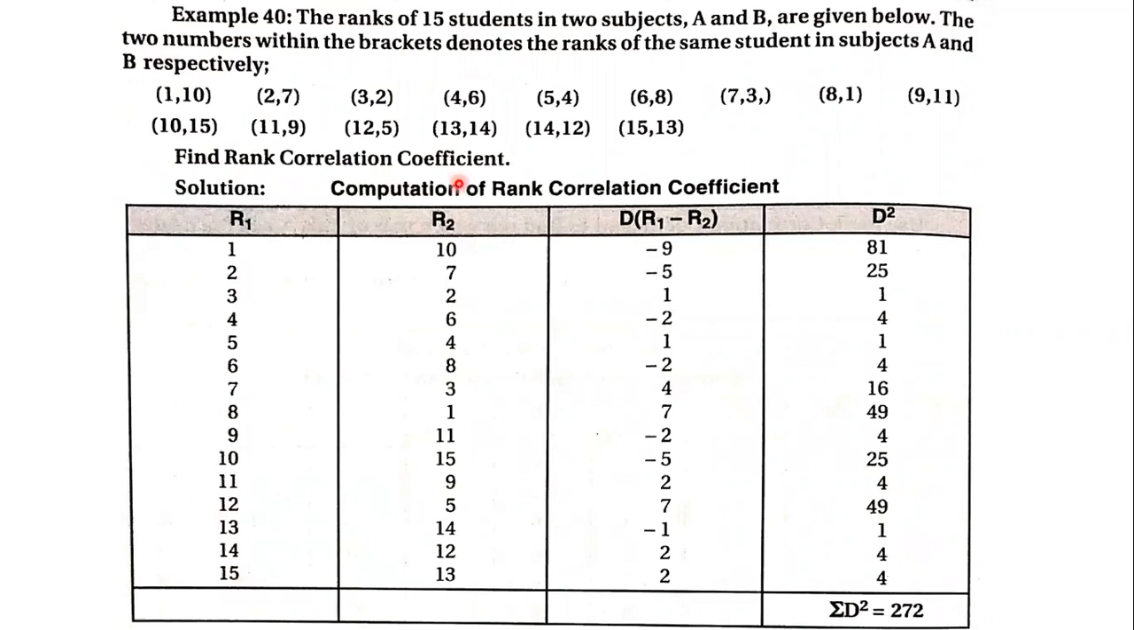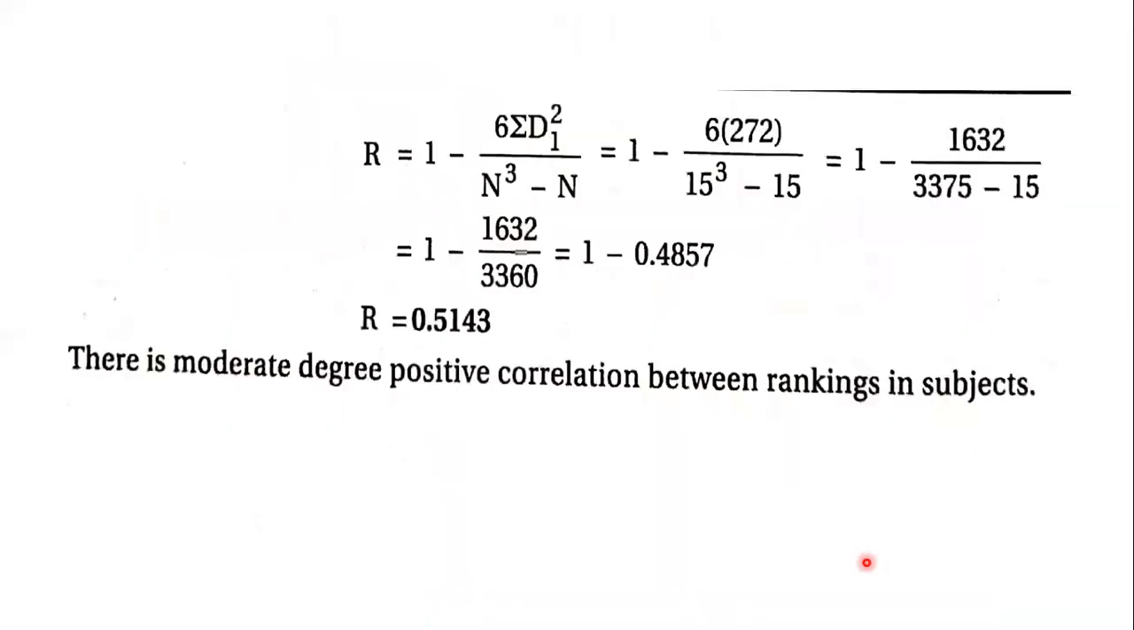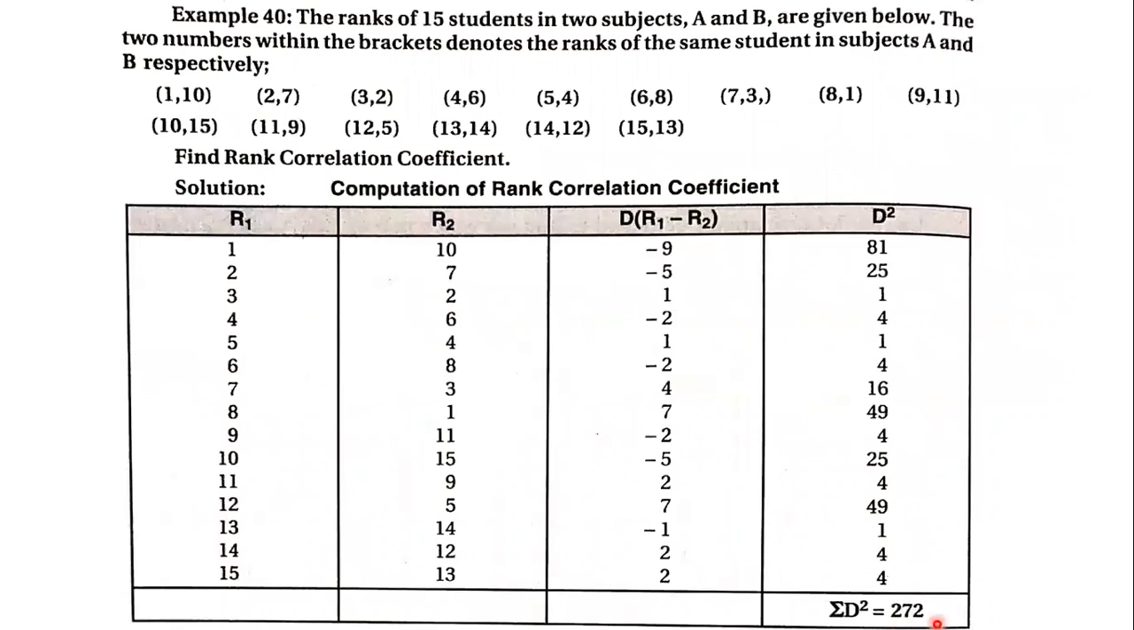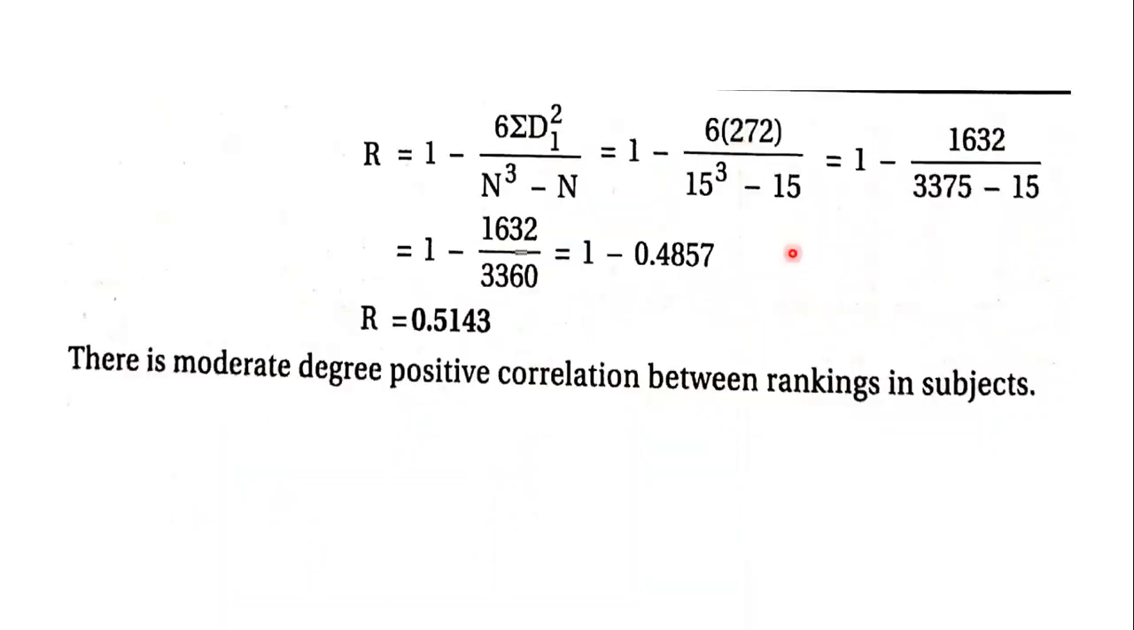After this, the other steps remain the same. That is finding out the difference between the ranks, that is R1 minus R2. Then squaring these differences and then applying this total in the formula. Now, going on to the formula, R is equal to 1 minus 6 sigma d square by n cube minus n. So 6 sigma d square is equal to 6 into 272. So 272 is this total. So 272 divided by 15 cube minus 15.